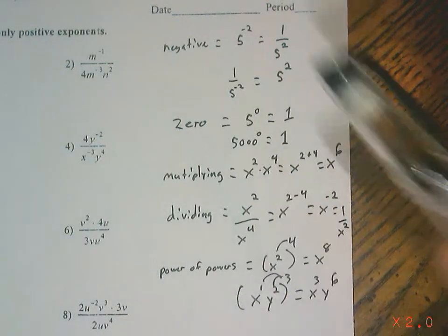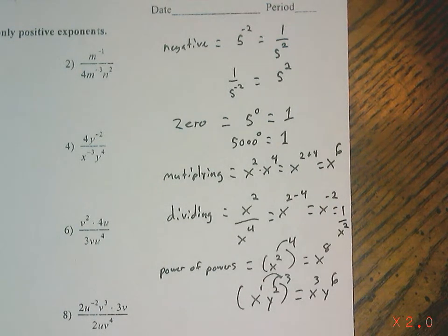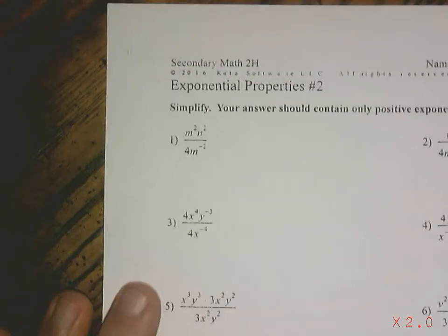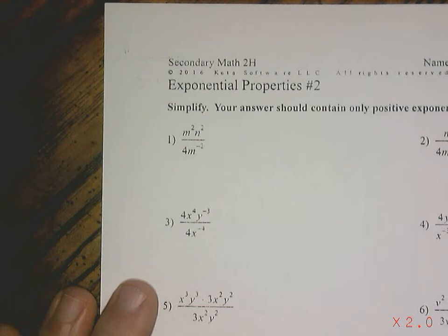Again, negative flips over the fraction bar, 0, everything becomes 1. Multiplying, add the exponents. Dividing, subtract the exponents. Power of powers, you multiply the exponents. So let's look at some examples here, see if we can figure this out. So, number 1.